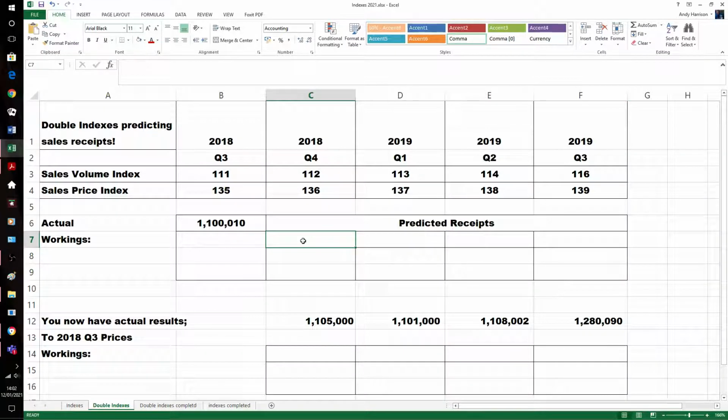Because we've got a double index, we need to get into a good pattern. I'm sure I can prove that if we don't do it in the right order we get the wrong answer, but just get into good habits. We want to revert to base price. So I'll type the formula in first: take B6, that's the £1,100,010, divide it by the sales price index, take the price out, then the volume, so that takes us back down to level. Then put in the quarter of interest's volume, and then put in the price.